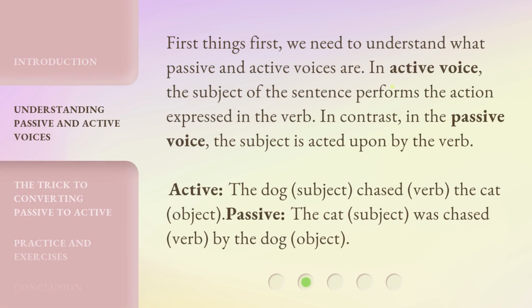First things first, we need to understand what passive and active voices are. In active voice, the subject of the sentence performs the action expressed in the verb. In contrast, in the passive voice, the subject is acted upon by the verb. Active: the dog, subject; chased, verb; the cat, object. Passive: the cat, subject, was chased, verb, by the dog, object.